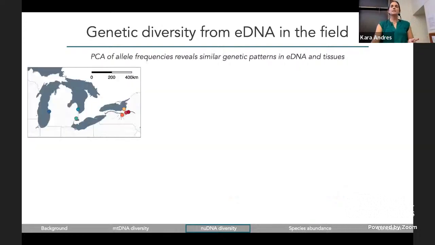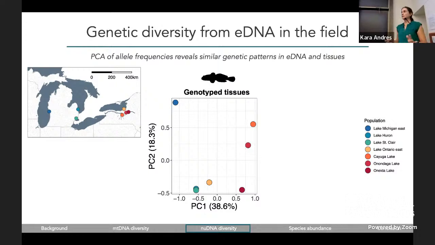But of the remaining sites, we did run a principal component analysis of the allele frequencies in both the genotyped individuals as well as the environmental DNA samples. And so this is going to tell us something about the population genetic structure across these sites in the invaded range. By just looking at the genotype tissues, we see that the primary factor governing genetic structuring, at least across that first principal component, is longitude. So we see that there's a distinct gradient going from the westernmost site in Lake Michigan, shown in blue, to the Lake Huron, Lake St. Clair sites in the middle, and then on the east, the more inland Finger Lakes region and Lake Ontario sites.